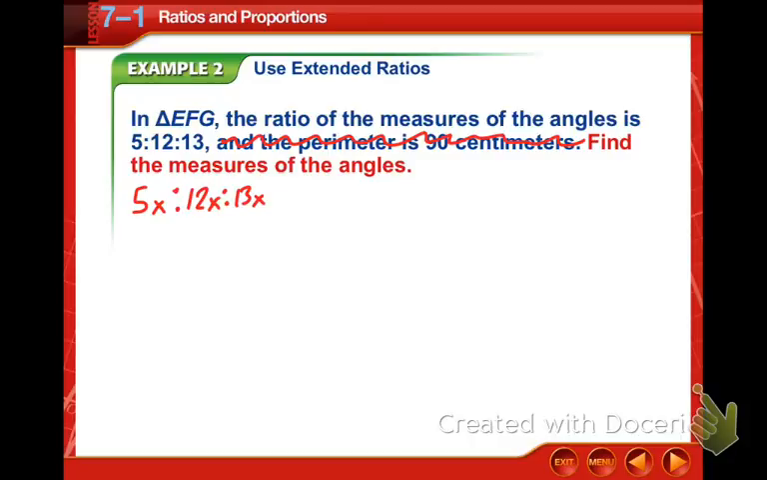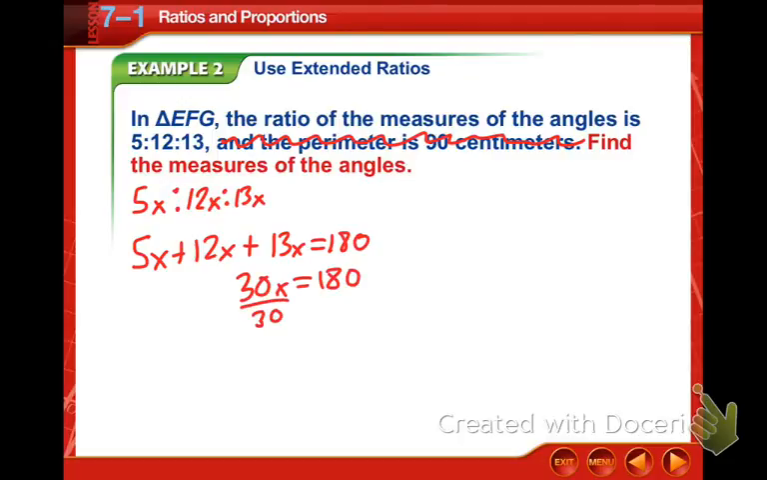So now that's what the actual angles are, right? 5 times some number, 12 times that same number, 13 times that same number. And we know that the angles of a triangle add to be 180. So 5x plus 12x plus 13x is equal to 180. So 5 plus 12 is 17, 17 plus 13 is 30, so 30x equals 180.